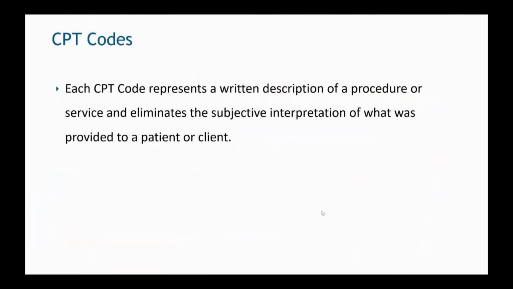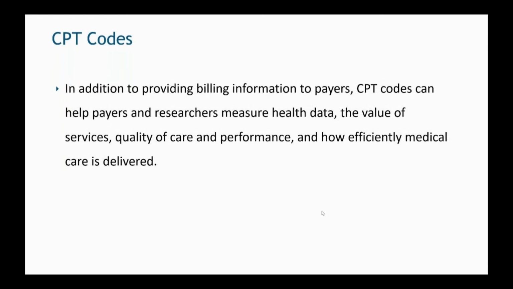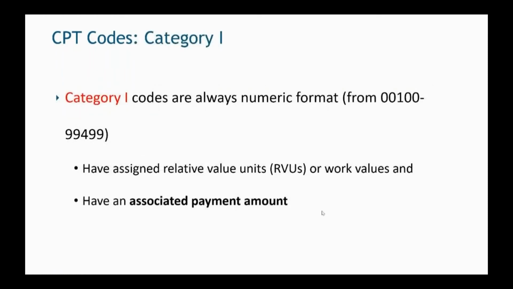Each CPT code represents a written description of a procedure or service and eliminates any subjective interpretation of what was actually provided to a patient or a client. And they help payers and researchers measure health data, the value of services, the quality of care and performance, and how efficiently medical care is delivered. Okay, let's look at the difference between Category 1, 2, and 3.